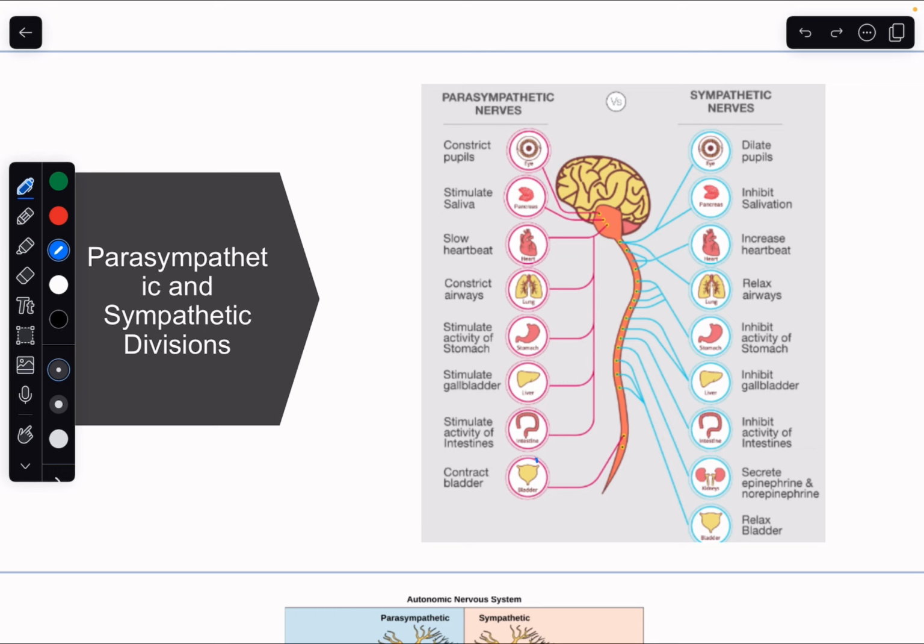For parasympathetic, it constricts the bladder, and then for sympathetic, it secretes epinephrine and norepinephrine. I don't even know what that means. And it also relaxes the bladder.